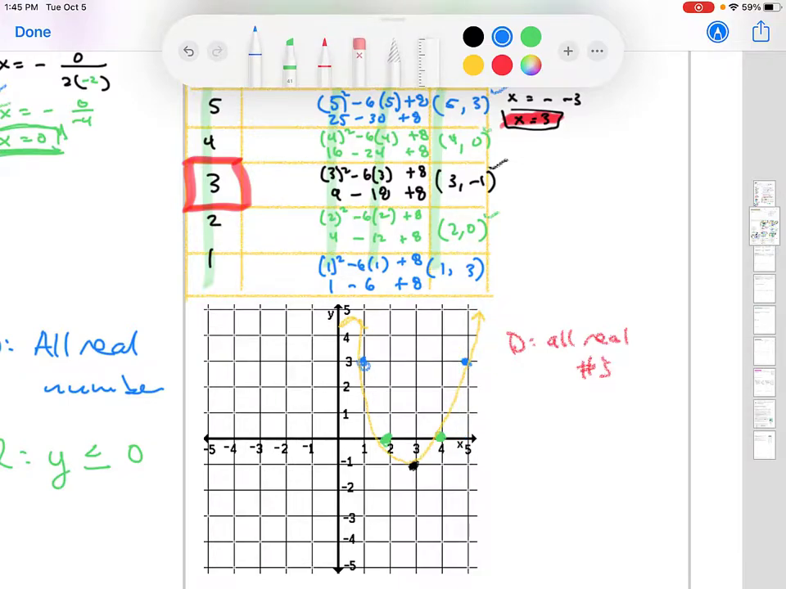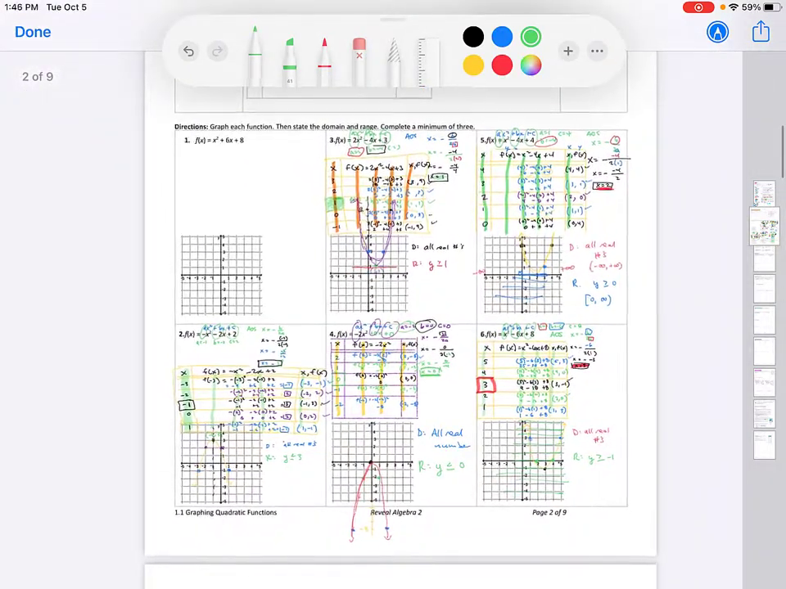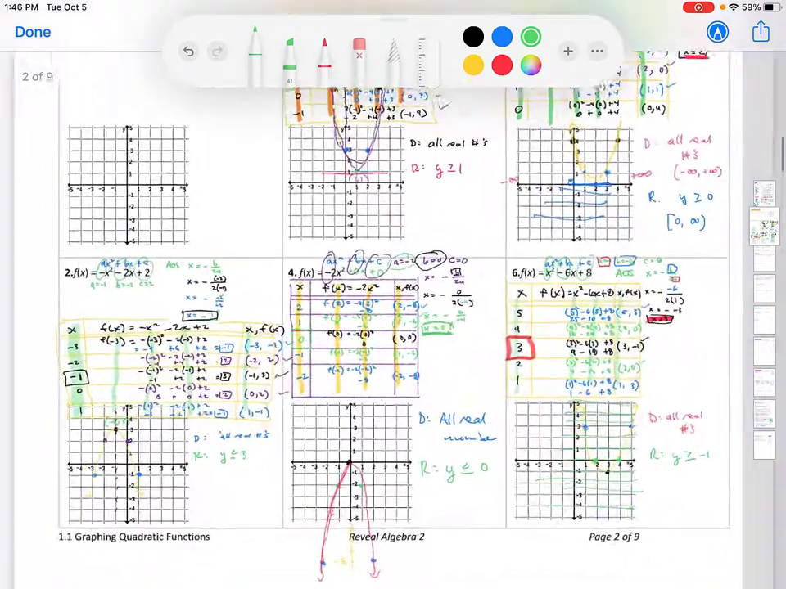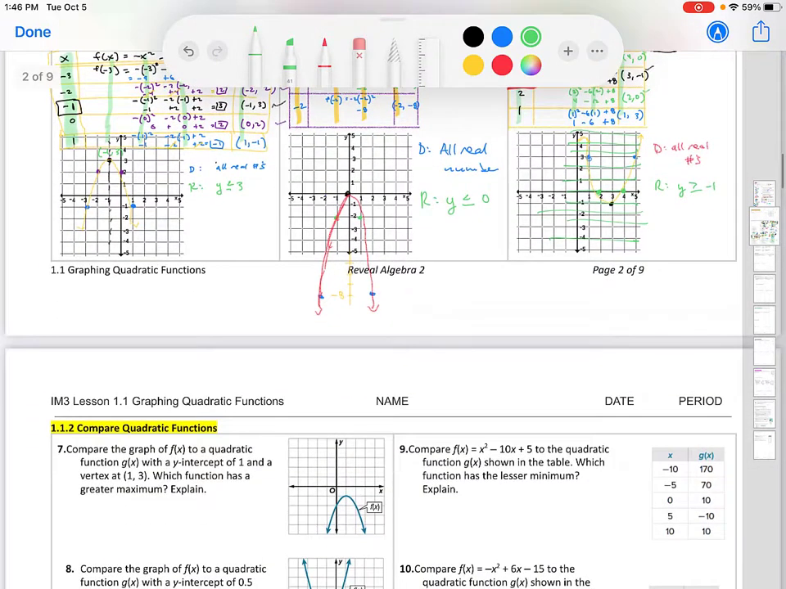And then the range goes from bottom to top, nothing, nothing, nothing right there. So your y value is at -1. Notice how the graph is now going to greater numbers. So greater than or equal to -1 is my answer. And that's how you completely graph the function, state the domain and range, and we completed a minimum of 3. Hopefully you picked your 3. Let's move on to the next one.